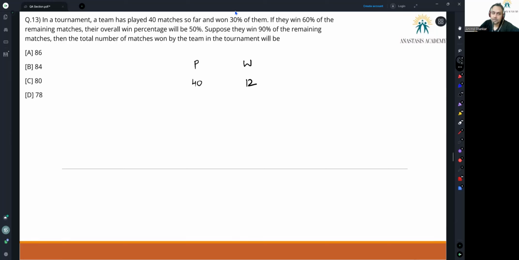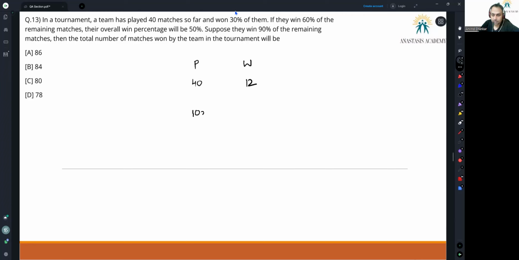If they win 60% of the remaining matches, their overall win percentage will be 50%. Suppose they win 90% of the remaining matches, the total number of matches won by the team in the tournament will be... Okay, 60% of the remaining matches, overall win percentage will be 50. Suppose they win 90% of the remaining matches. So 60% is also coming out, 90% is also coming out. So I will take total matches.